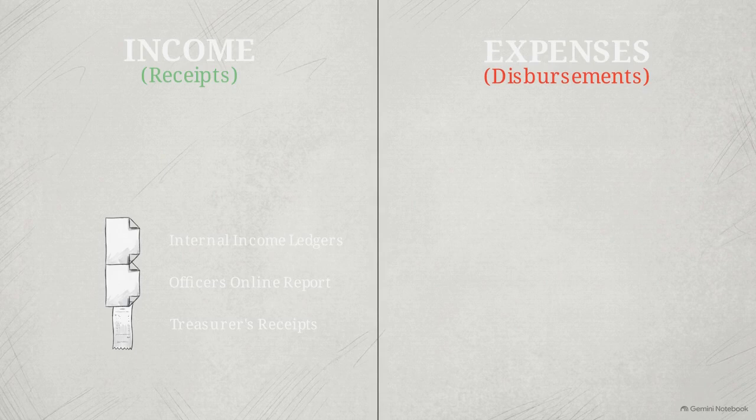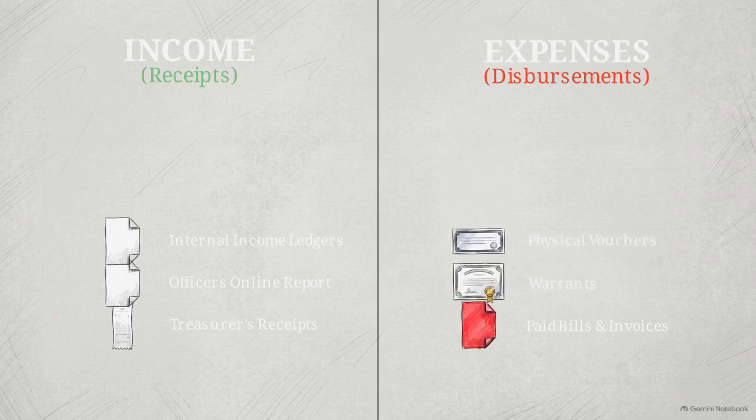Now let's look at the other side of the ledger. We need to document all outgoing funds, which we track as disbursements. Gather your primary outgoing evidence, all your physical paid bills and standard invoices. Add your warrants and your physical vouchers to this outgoing pile. Round out the outgoing stack with the officer's online report of vouchers, along with any internal expense ledgers your organization uses.